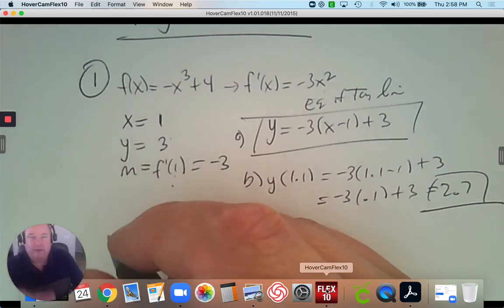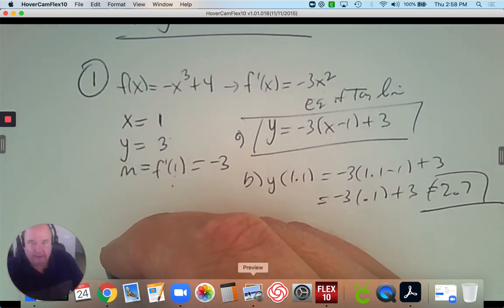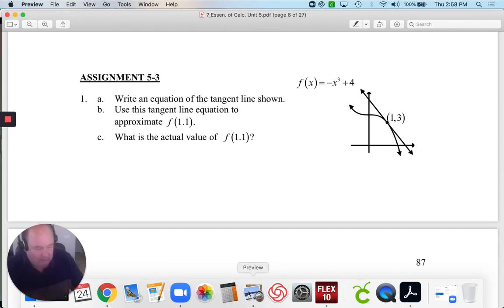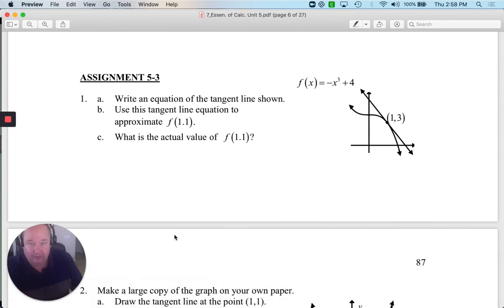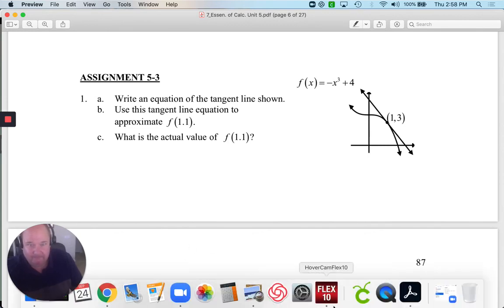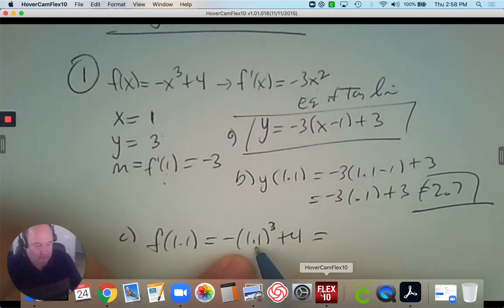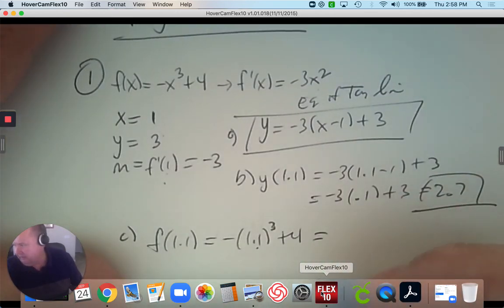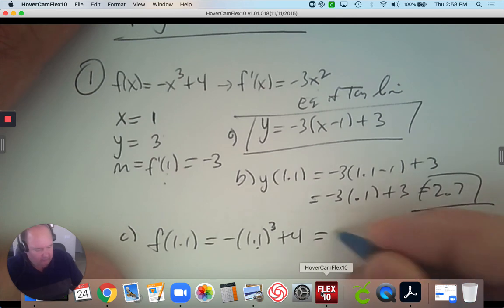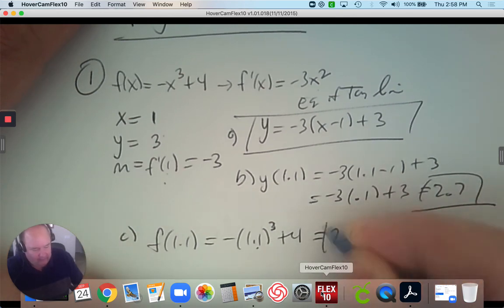Part C is find the actual value, I think, at f at 1.1, right? What's the actual value? So the actual value, just substitute into the function. So what we just did was called linearization. It's to use the tangent line to estimate. So if you find the exact value of 1.1 into here and used your calculator, you get, I'm cheating looking at the answer key, 2.669.